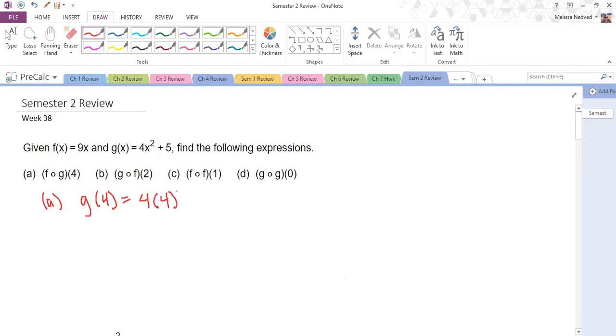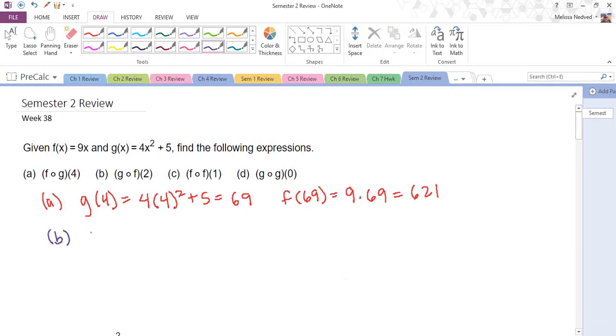That's like taking 4 times 4 squared plus 5, and 4 times 4 squared plus 5 is 69. Now take that output of 69 and plug that into your f function. And f of 69 is 9 times 69, which is 621. So your final solution for part A is 621.